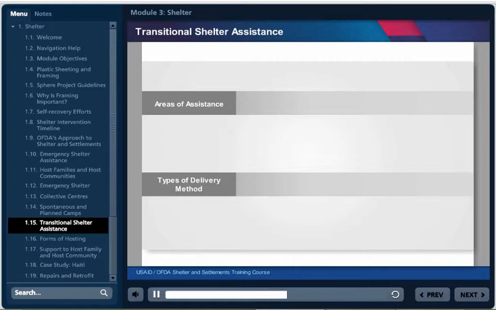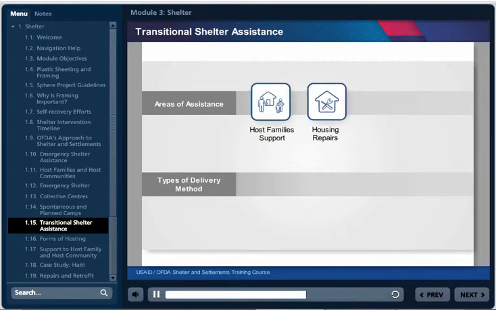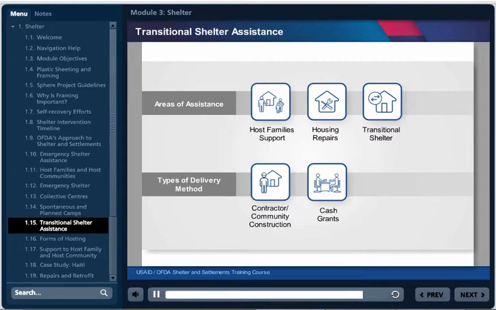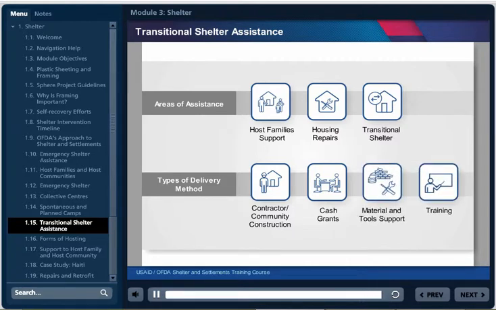It can take the form of a host family and host community support, housing repairs, or provision of transitional shelter. The delivery of transitional assistance can be tailored to community needs. It is important to understand the context and design a program that not only provides shelter but also contributes to the social and economic recovery of settlements.